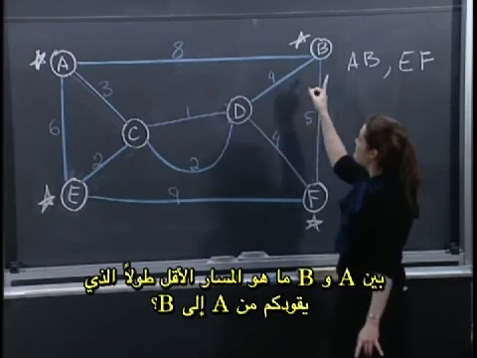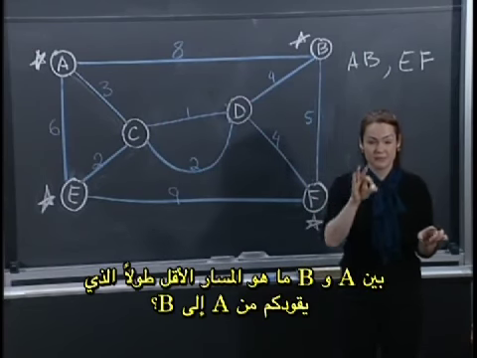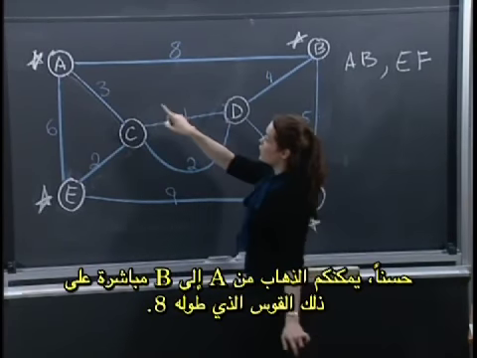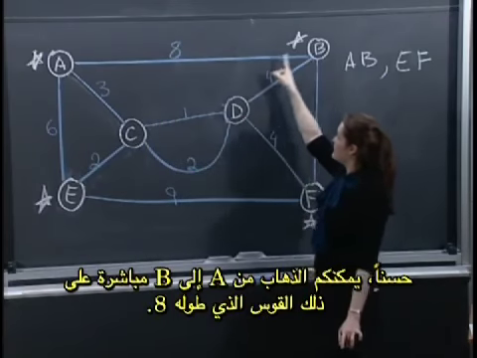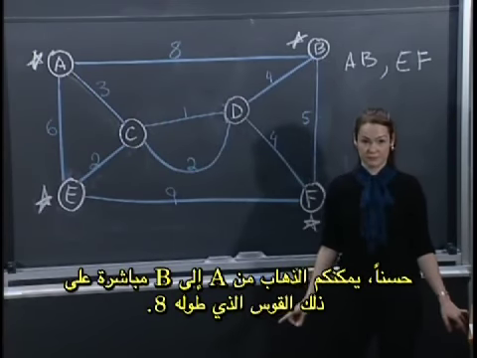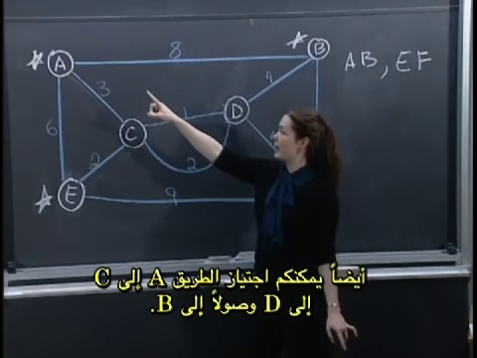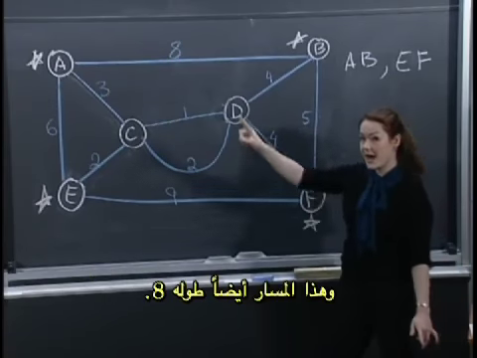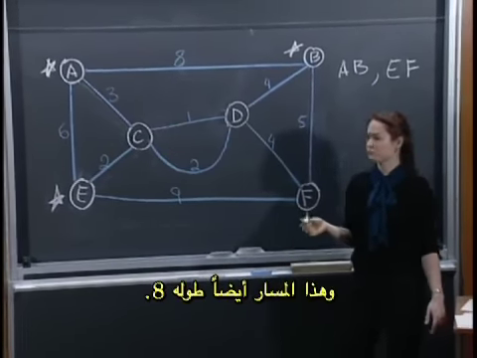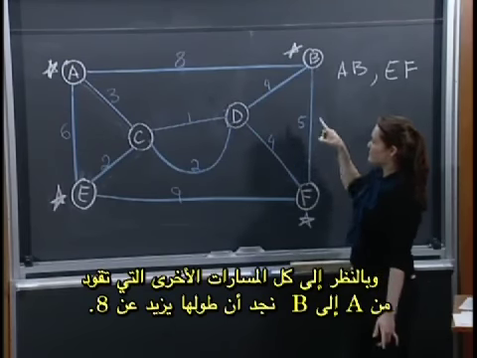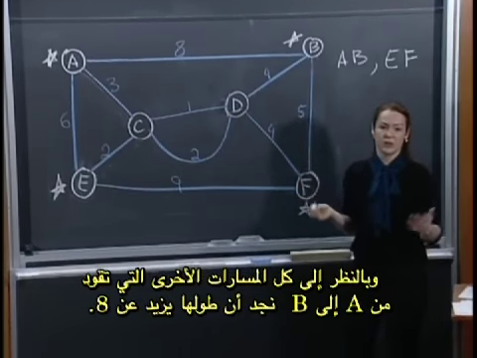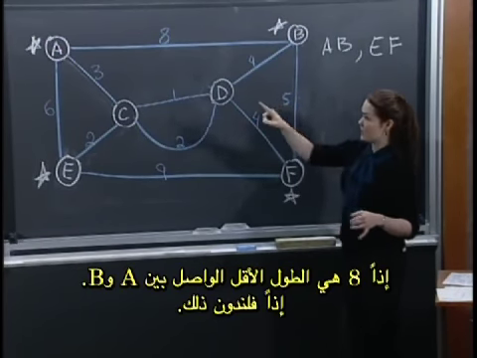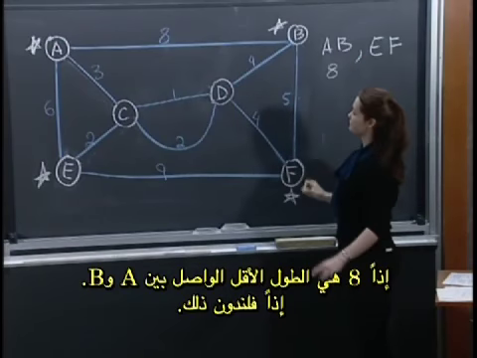Between A and B, what is the minimum distance? What is the minimal route that you could take to get from A to B? Well, you could go directly A to B on that arc of length 8. You could also go from A to C to D to get to B. That route has a length of 8 as well. If you look at all the other possible routes that you could take to get from A to B, they will all have a length of greater than 8. So 8 is our minimal length to get from A to B. So let's write that down.